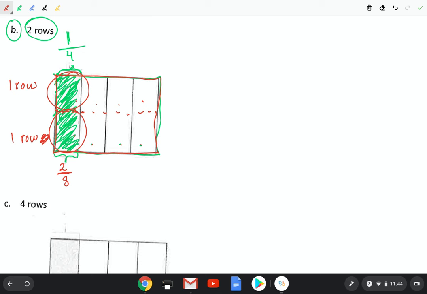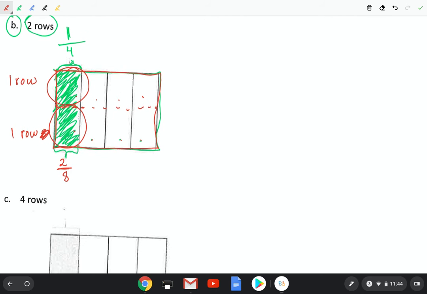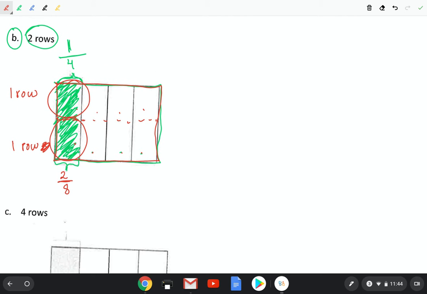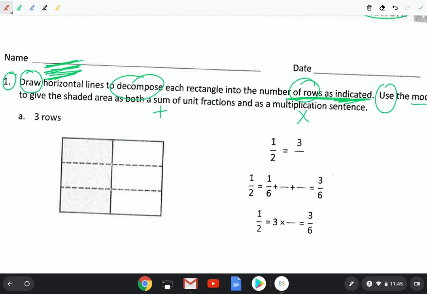And if you notice, I didn't shade in any more than what it was already shaded. So in essence, what this is showing me is that the same shaded area, that means 1/4, is the same shaded area that also means 2/8. So 1/4 is the same as 2/8. They mean the same shaded space or area. Okay? So that was task 1.